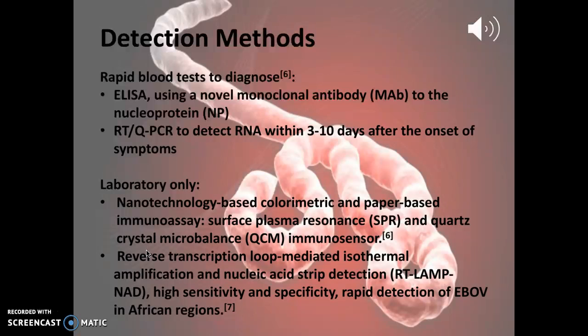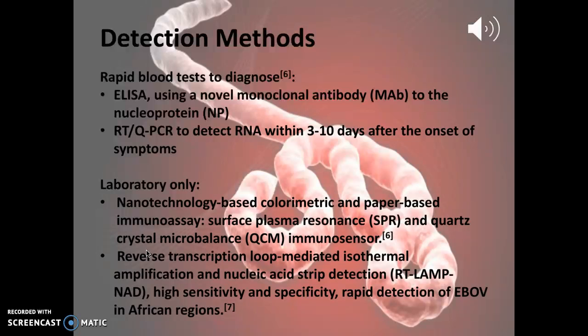Now let's look at some detection methods. Most of them are rapid blood tests for diagnosis purposes, such as ELISA and qPCR. So ELISA is to detect a novel monoclonal antibody against the nucleoprotein in the Ebola virus, and qPCR is to detect RNA of the Ebola virus within 3 to 10 days after the onset of symptoms.